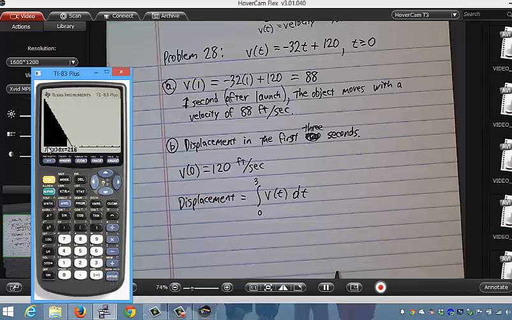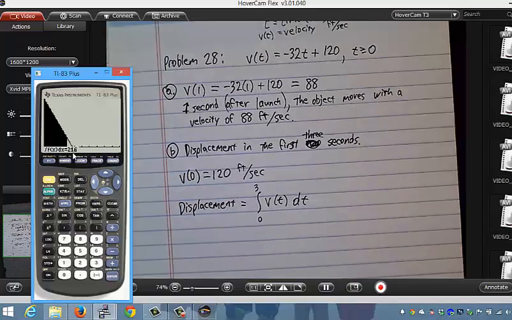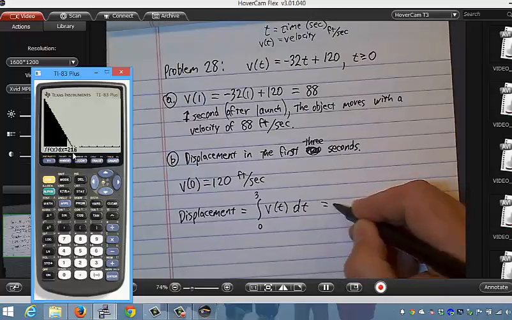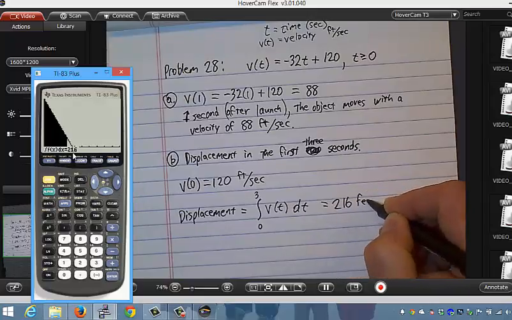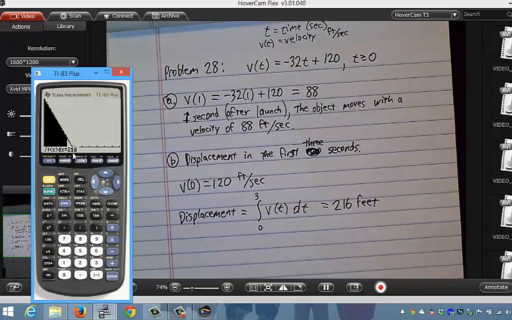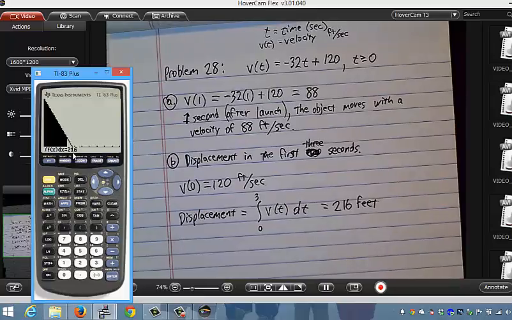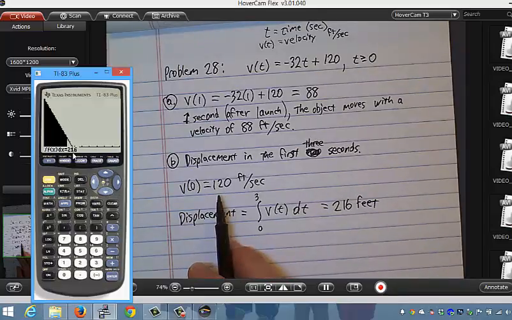Somehow we will accumulate 216 what? Feet. This is 216 feet. The thing will go 216 feet in the air in 3 seconds. That might be hard to believe. Well, let's see. It was going 120 feet per second.